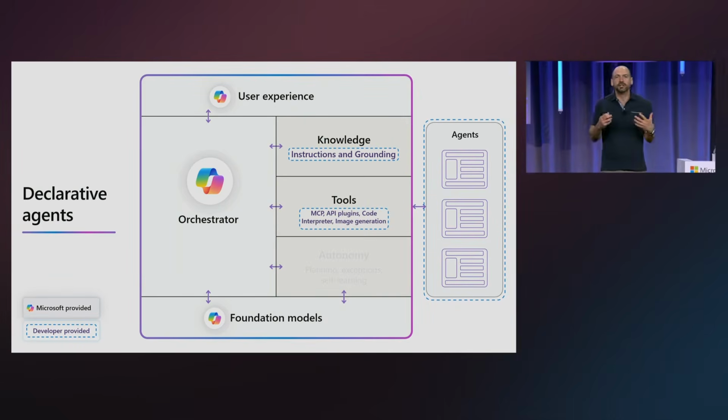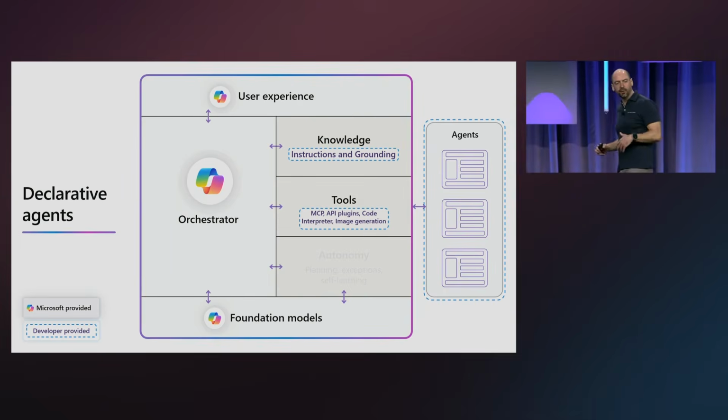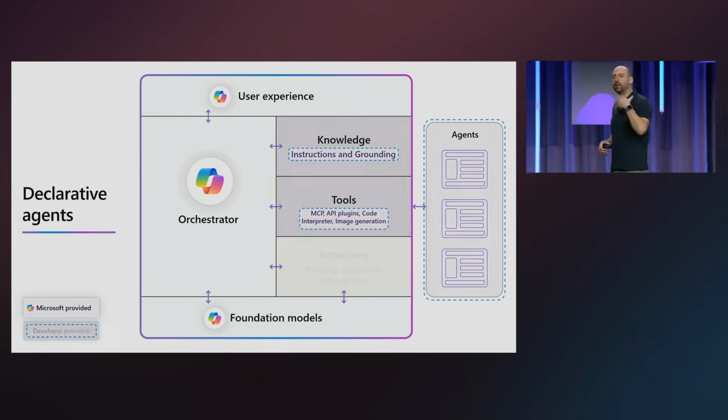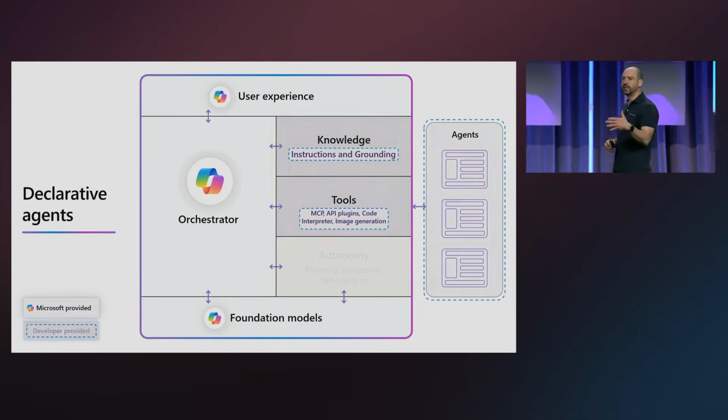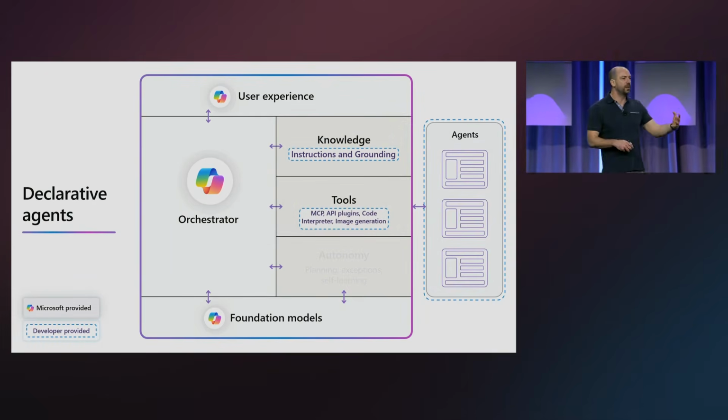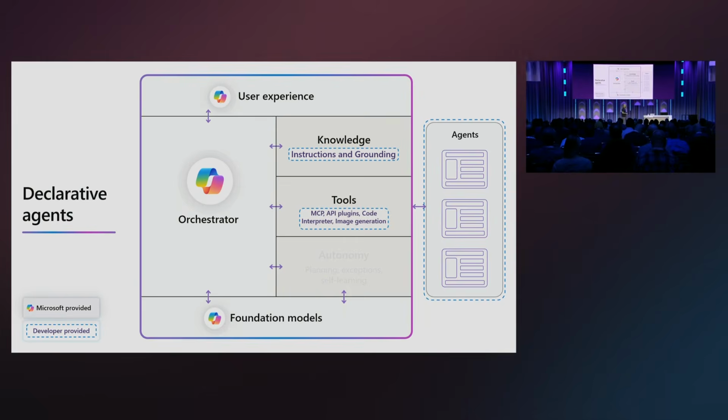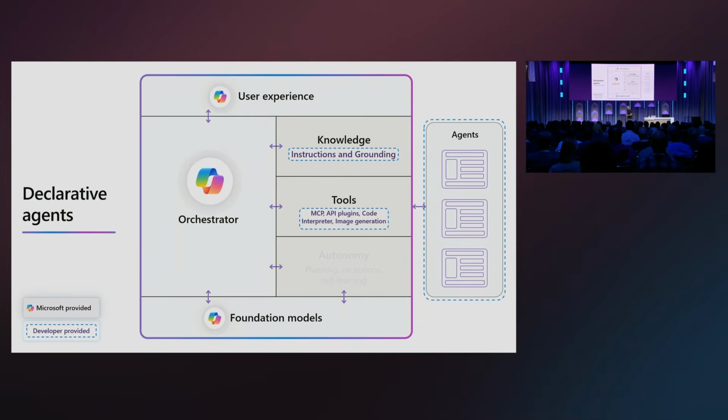So you get a whole bunch here for free as you're building out, and you really get to focus in on what your agent does, the instructions that guide how it works, the grounding knowledge that you want it to operate with, the tools you want to give it, both ones built in, like code interpreter and image generation, and the ones that you provide, custom REST APIs, MCP servers.